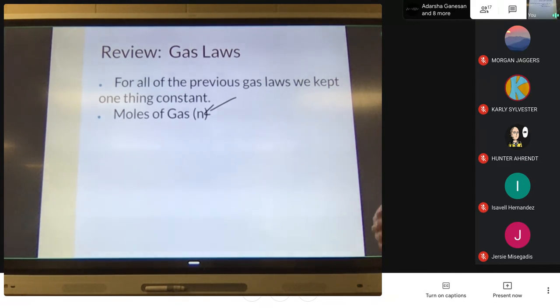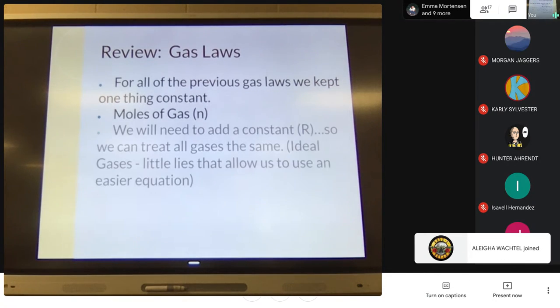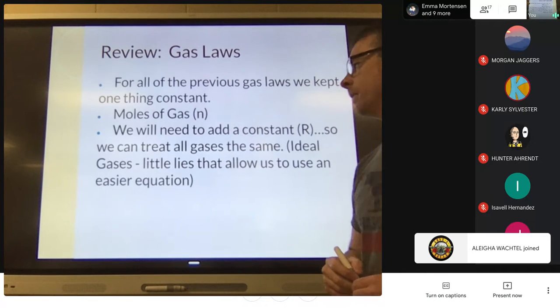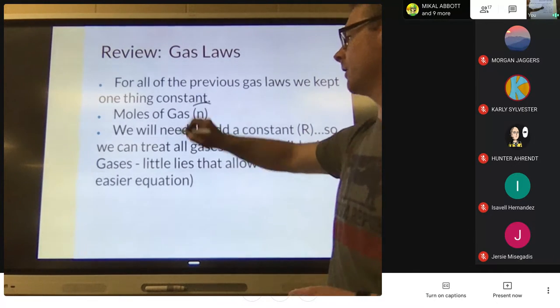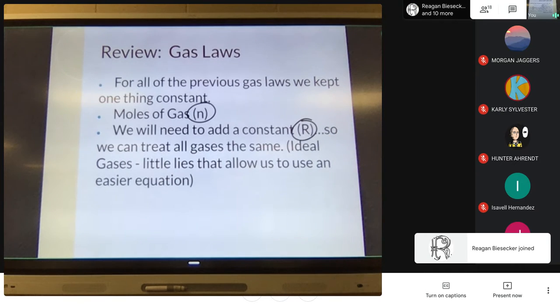Today, we are going to mess with moles of gas. So we're going to throw moles of gas into the mix. Here is a new variable for us, N. Now here's another variable we're going to throw in. I'm not going to go into a ton of detail on why we need this. The next one that we use is called a gas constant. It's called the ideal gas constant, and it is labeled with a capital R.